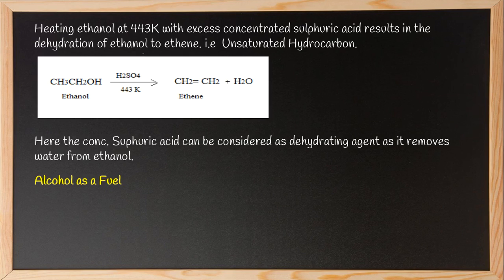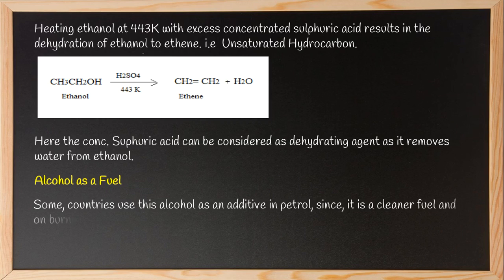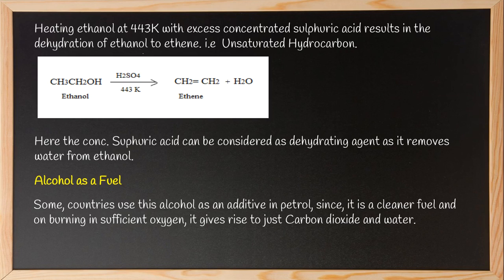So this alcohol that is produced from molasses, in some countries is used as an additive in petrol, since it is a cleaner fuel. On burning with sufficient oxygen it just gives rise to carbon dioxide and water, so no other pollutants. So it is very useful and it is environment friendly.